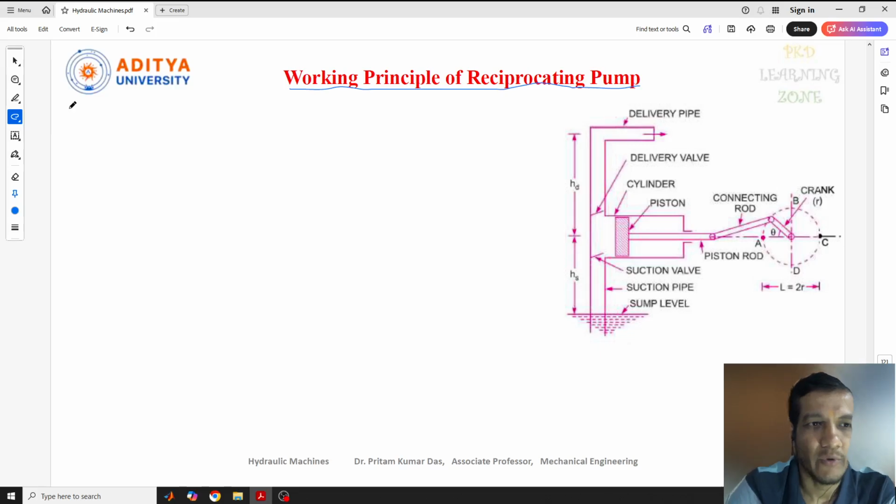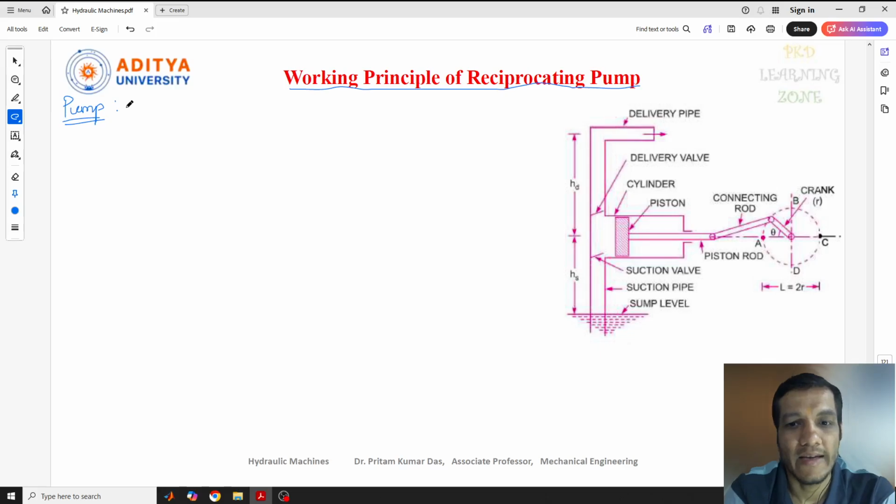Before discussing the reciprocating pump, I'll give a brief idea about the pump, what it is and how it works. In the previous lecture also we discussed the pump. A pump is a mechanical device, or we can say a part of a hydraulic machine, in which mechanical energy is converted into hydraulic energy, which will be in the form of pressure energy.